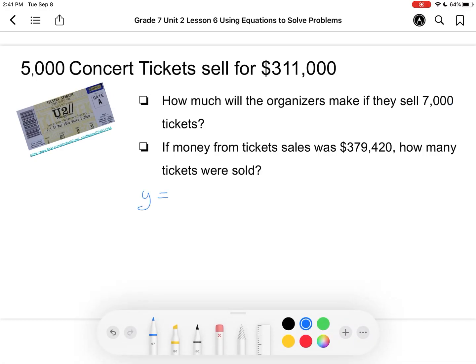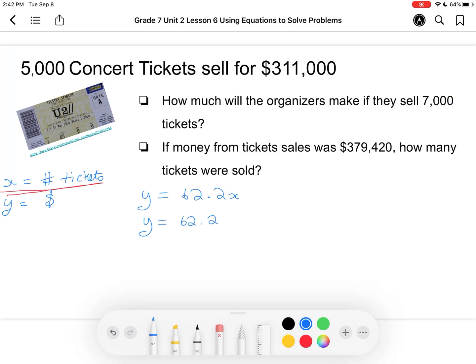I'm going to write my equation here. Y equals 62.2X, where X is the number of tickets and Y represents money. So the first question we're asked is how much will they make if they sell 7,000 tickets? So will I substitute 7,000 for X or for Y? I'll look over here at the left hand side and I'll see that X represents number of tickets. So I'm going to substitute 7,000 for X.